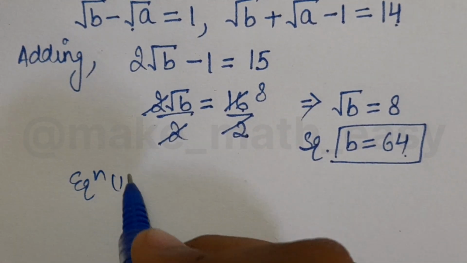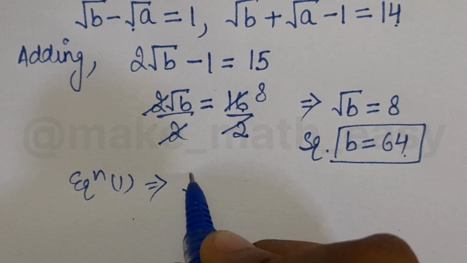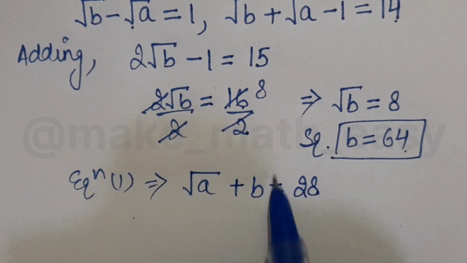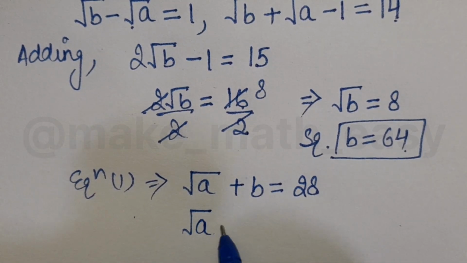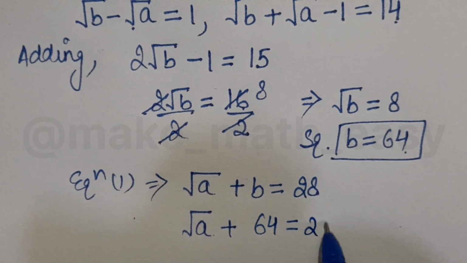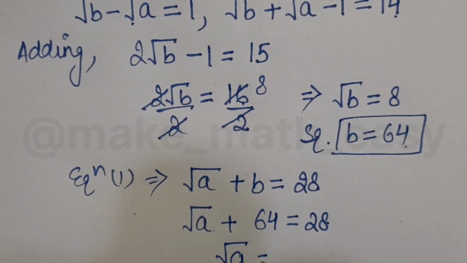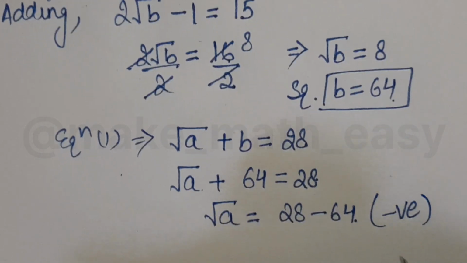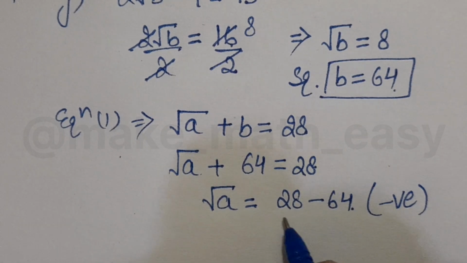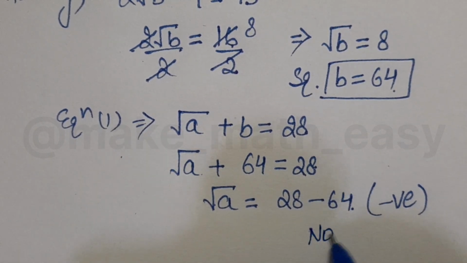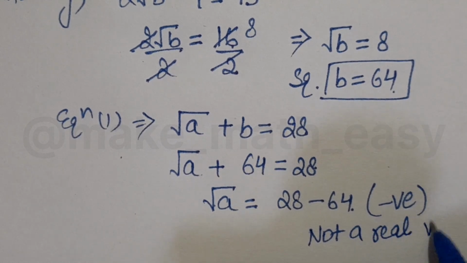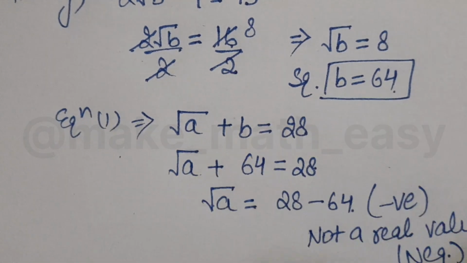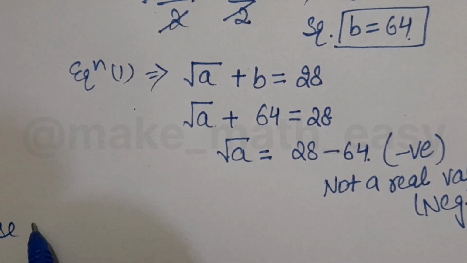Now equation number 1 implies root a plus b equals to 28. Putting the value of b, root a equals to 28 minus 64, which is negative. Since the value is negative, the value of a is not a real solution, not a real value. Therefore, this case is neglected. Checking another case, case 4.